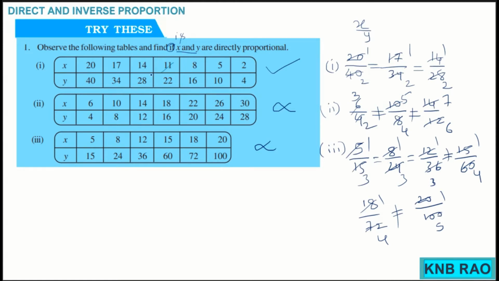Here, in the first question, I checked the first 3. If you check further, 11 by 22 gives 1 by 2, 8 by 16 gives 1 by 2, 5 by 10 also gives 1 by 2, 2 by 4 gives 1 by 2. Whereas in the second one, visibly from the beginning itself we come to know that the values of x and y are not giving the same ratio. But in the third question, we need to watch carefully. I have brought that to your information.